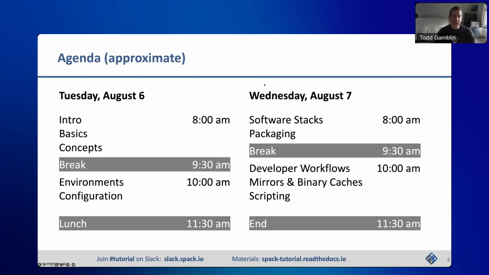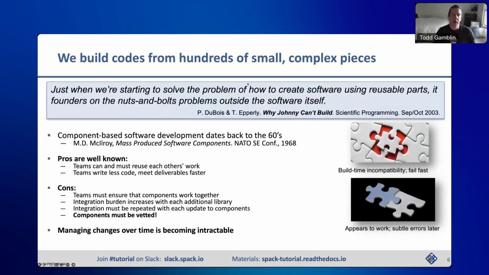Right. So we build codes from hundreds of small complex pieces, and there's a paper from October 2003 called "Why Johnny Can't Build" by some folks at Livermore who had built modular codes. They had bought into the whole object-oriented design philosophy. And they were frustrated because just when they had the design of the codes done, it seemed like the reuse of the codes was actually foundering on people trying to build them. So the nuts and bolts problems outside the software itself.